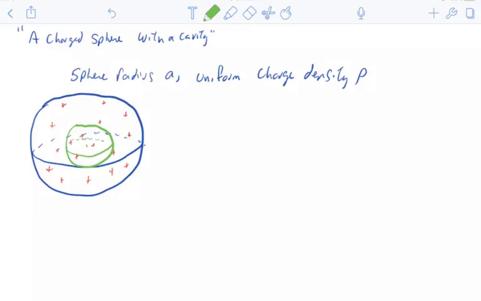Radius capital R. So this game is the same as it's always been. The electric field is going to be perpendicular to the surface. So the total flux here for a sphere is going to be the strength of the electric field times the area of a sphere. Electric field times 4 pi r squared.